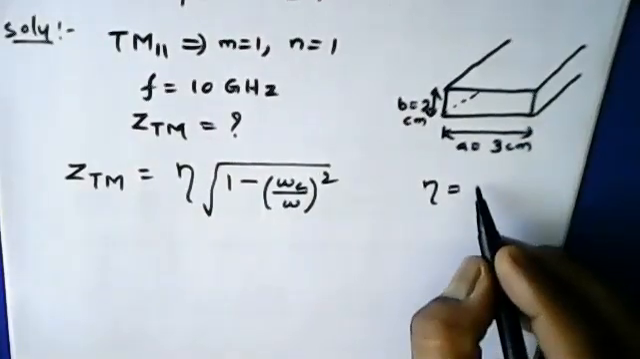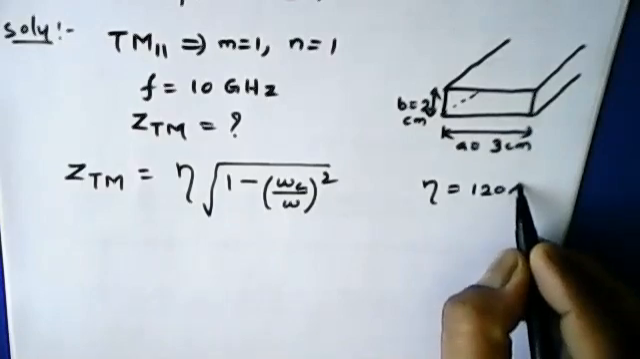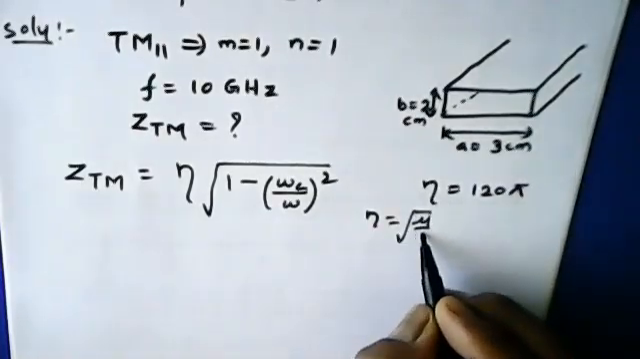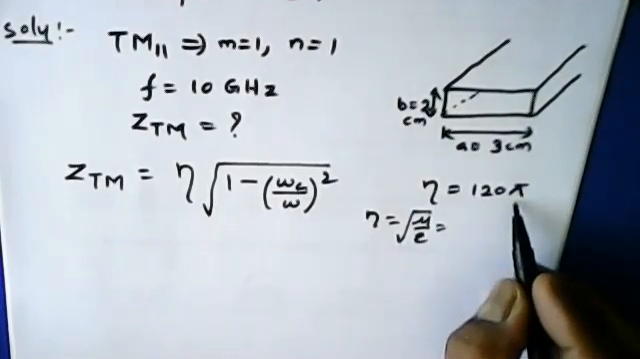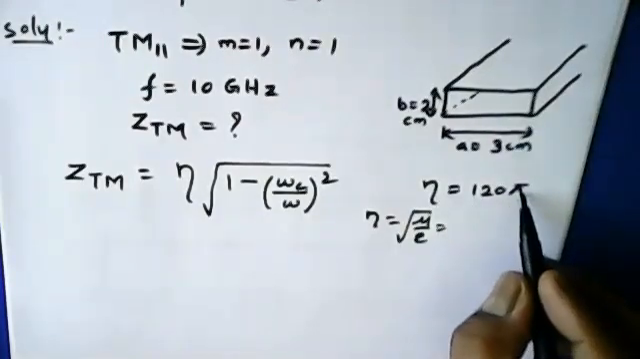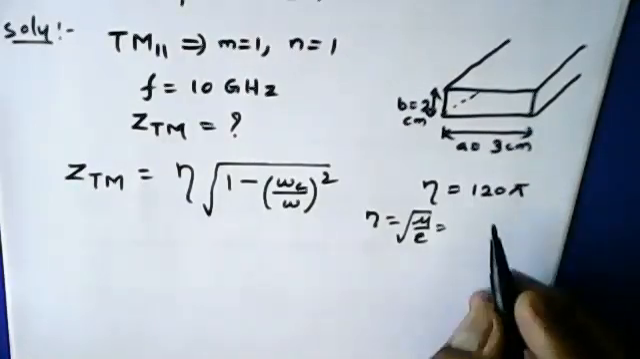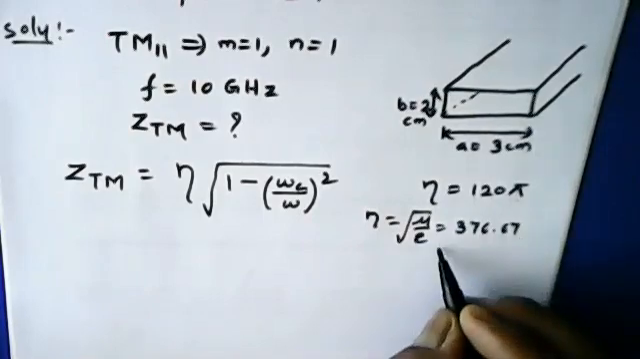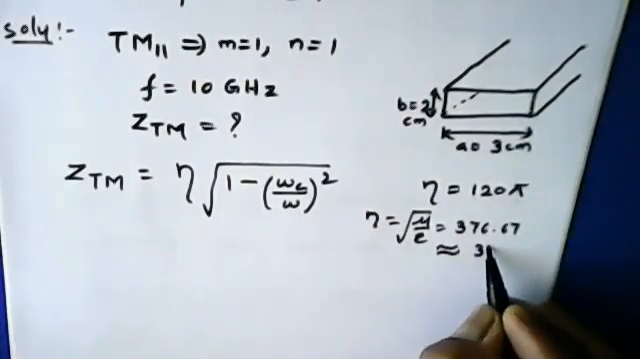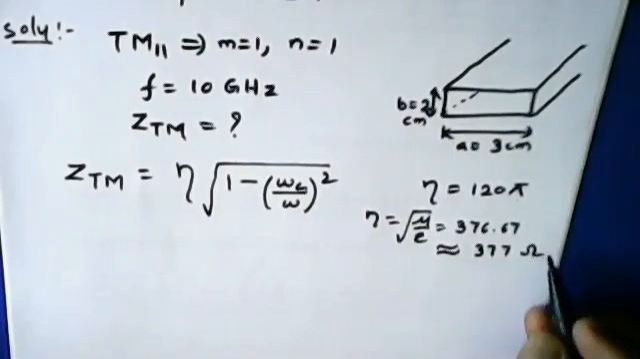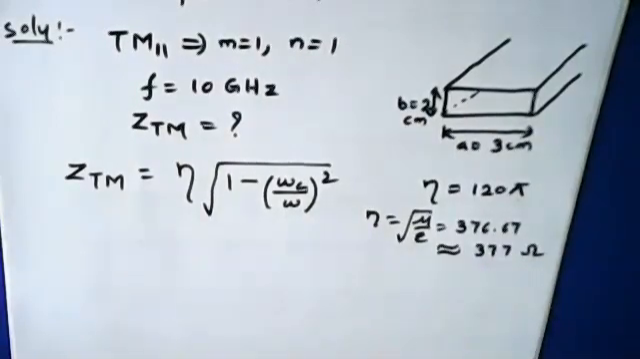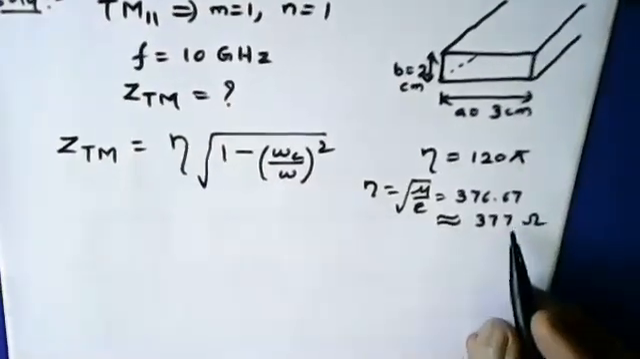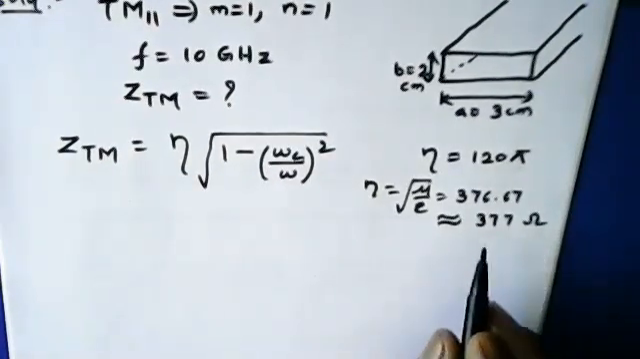Good, 377. Once we simplify, eta is equal to root of mu by epsilon, which gives 120 pi. If we substitute the value of pi as 3.14, we get approximately 376.67, so it is approximated as 377 ohms as standard. If it is not given, fine. I'm getting the response here, 377 ohms, correct. So you have to approximate this as 377 ohms.